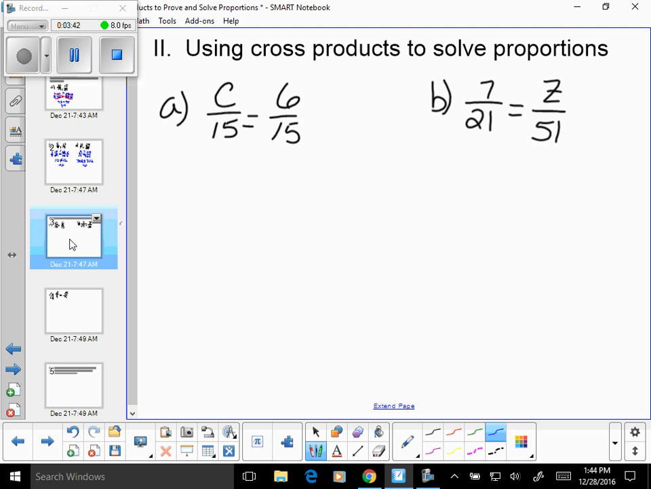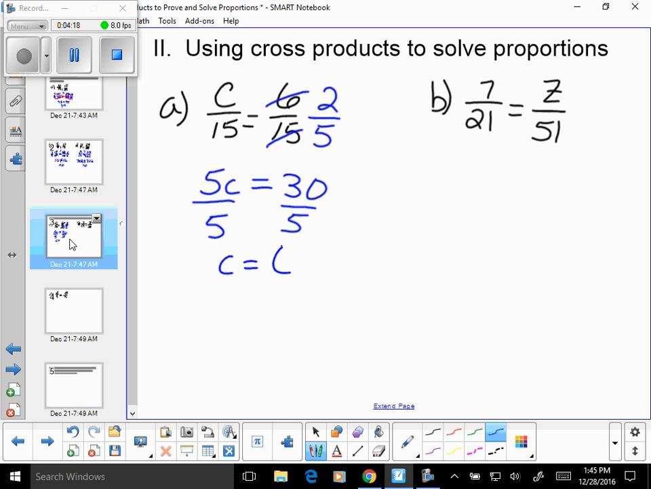My divisibility rules tell me that I can take 3 into both 6 and 15 and get 2 and 5. Now I cross product, and I usually, not always, put my variable on my left side, regardless of if it's on the left side or the right side in the original problem. And 15 times 2 is 30. Now if you really look at this, you have a one-step equation like you've had since 6th grade. Divide both sides by 5, and C will equal 6.